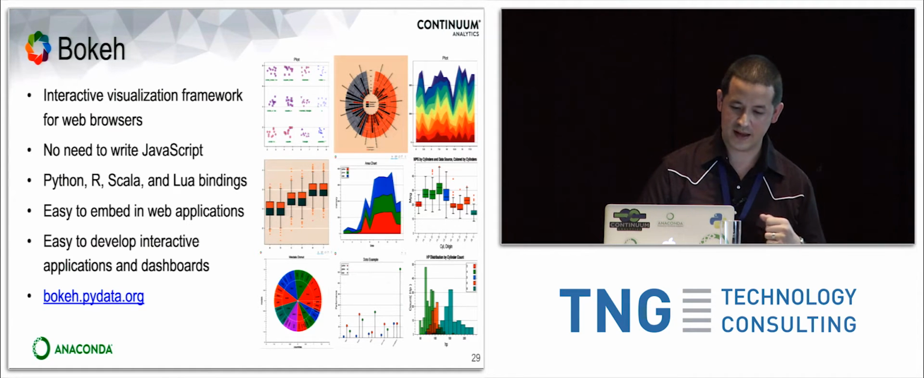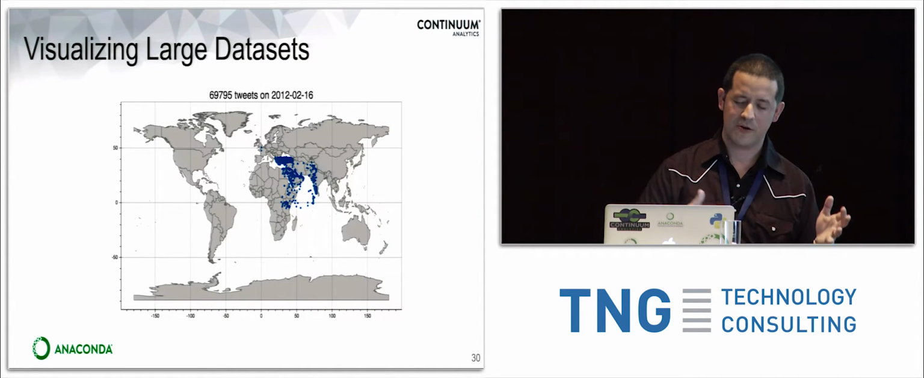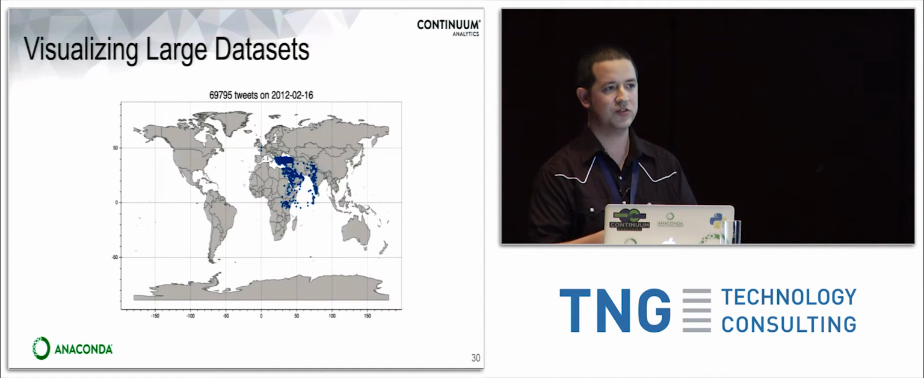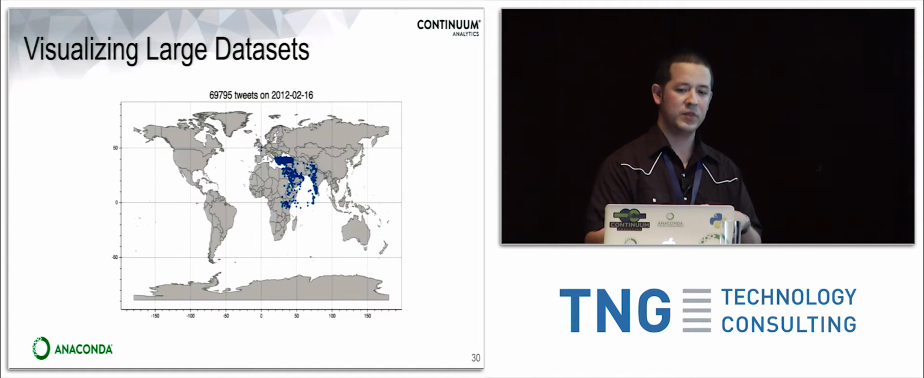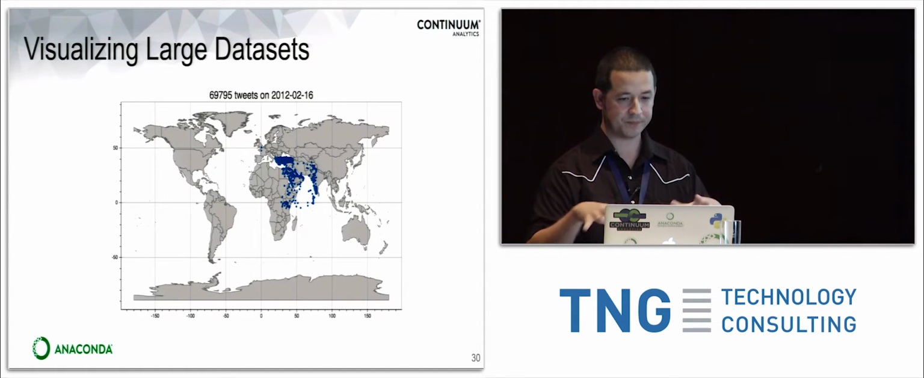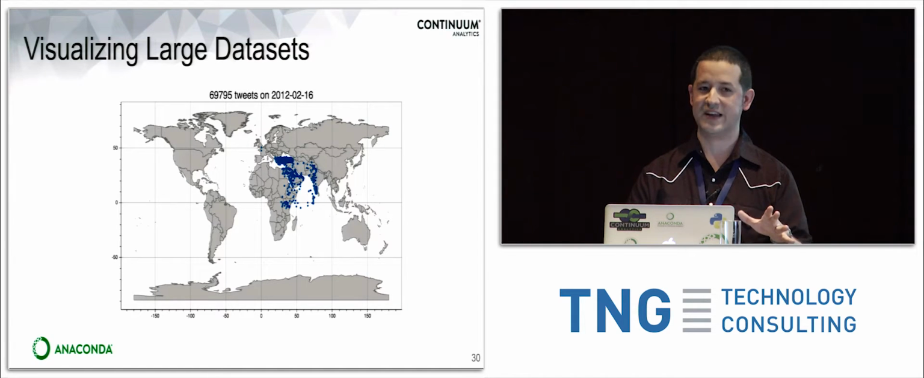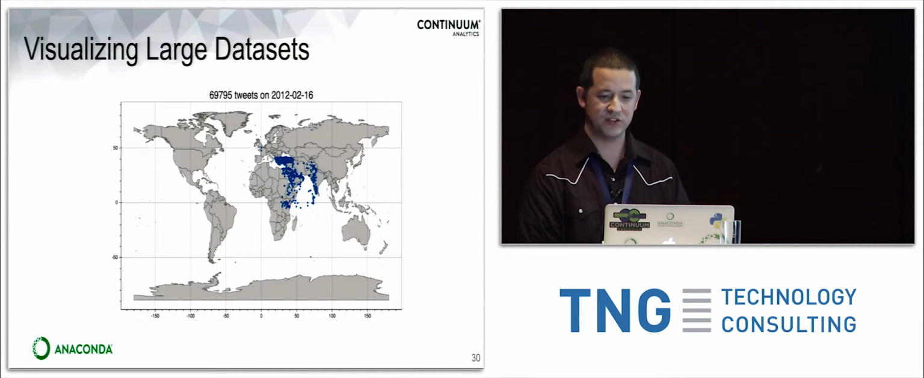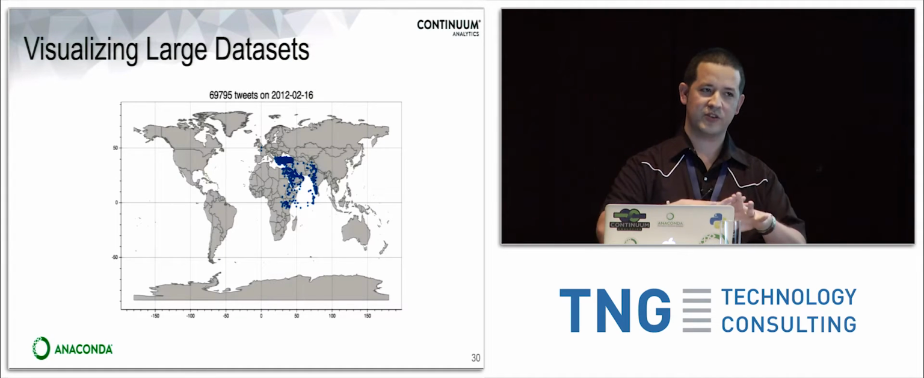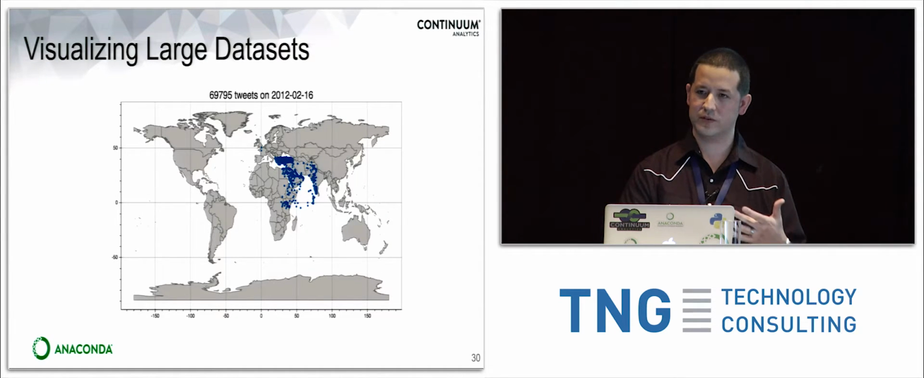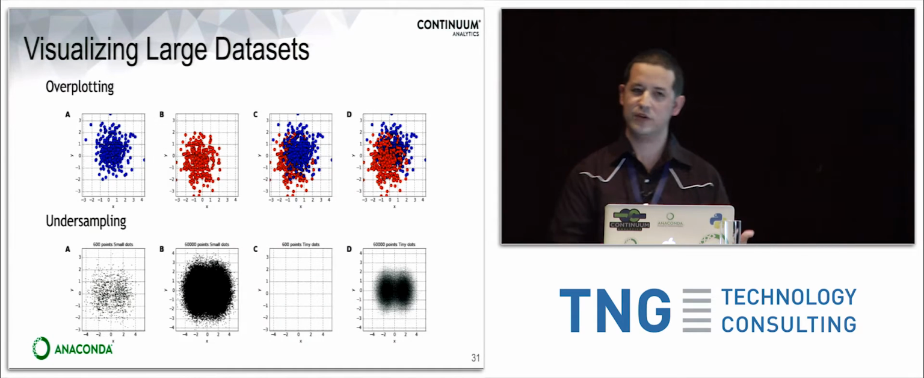So check out Bokeh. One issue you have with plotting libraries, right? You might have used Matplotlib or D3. No matter the tool you're using, or even Bokeh, when you start to visualize large data sets, like the 70,000 tweets shown here, you start to lose context of what's going on. Where's the real density? You're running into a few different problems.